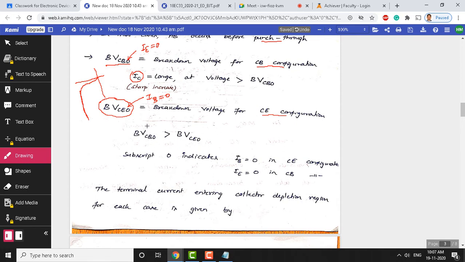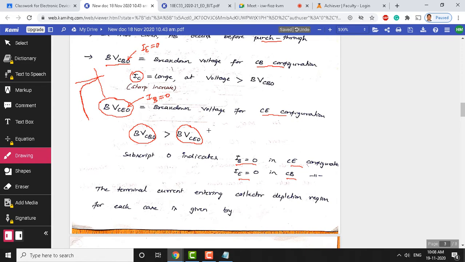When you compare the breakdown voltage of the common base configuration with the common emitter configuration, the breakdown voltage of the common base configuration is very high compared to the common emitter configuration. As I mentioned already, this O indicates the corresponding terminal is kept open. For common emitter configuration, this O indicates base current is 0, that means the base terminal is kept open, and for common base configuration IE is going to be 0, that means the emitter is kept open.